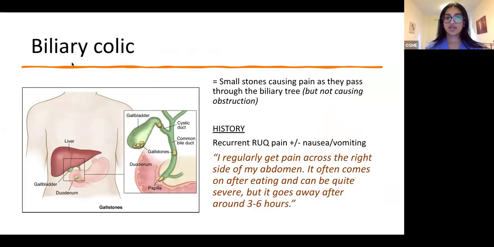Biliary colic is when you have an obstruction of the stones in the cystic duct, but the gallbladder is contracting, and that contractile movement is what's giving you the colicky pain. With biliary colic, you'd have the right upper quadrant pain that comes and goes, and it's typically after eating and is worse after fatty meals due to the release of cholecystokinin, which then promotes the contraction of the gallbladder. But then it tends to go away, and it can also be associated with nausea and vomiting as well.